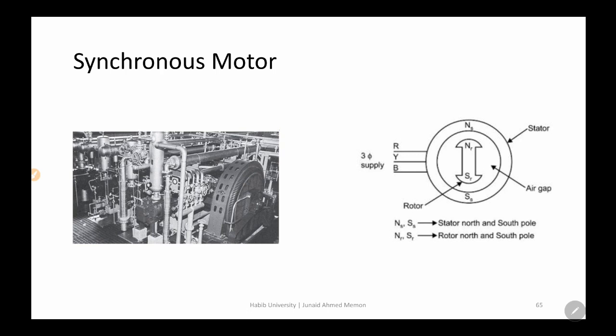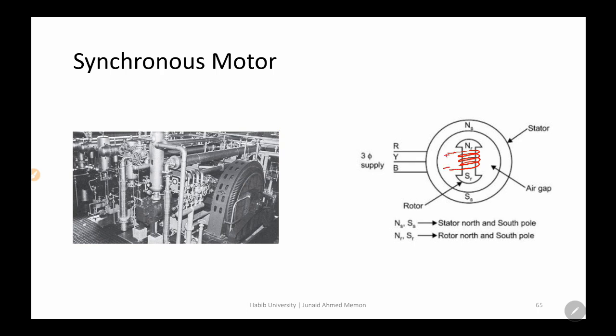So if you see on your right side, as we said, the rotor of the synchronous motor can be a permanent magnet, and the stator would be a three-phase winding, which are connected to a three-phase supply. Also, the rotor could be an electromagnet, where there will be a coil on the rotor which will be supplied with DC power.